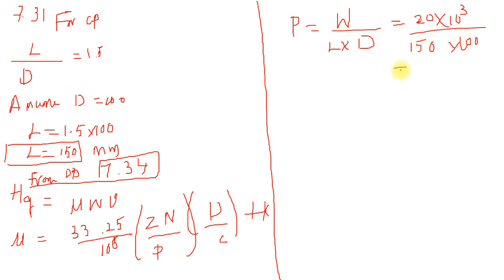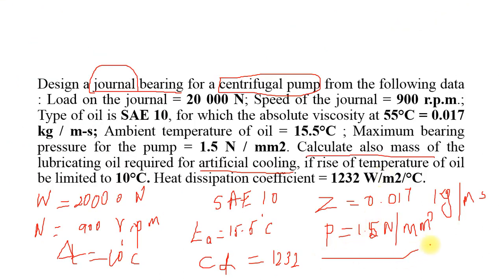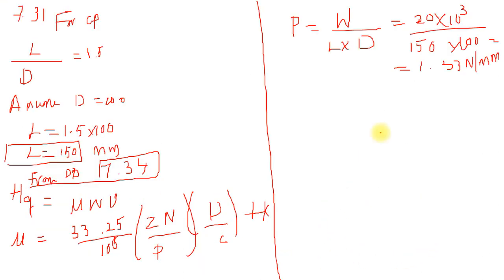So if I calculate, the value would be around 1.33 Newton per mm square. Okay, you can go and look back at the given data. The given data is 1.5 Newton per mm square, which is more than that. Hence the design is safe.